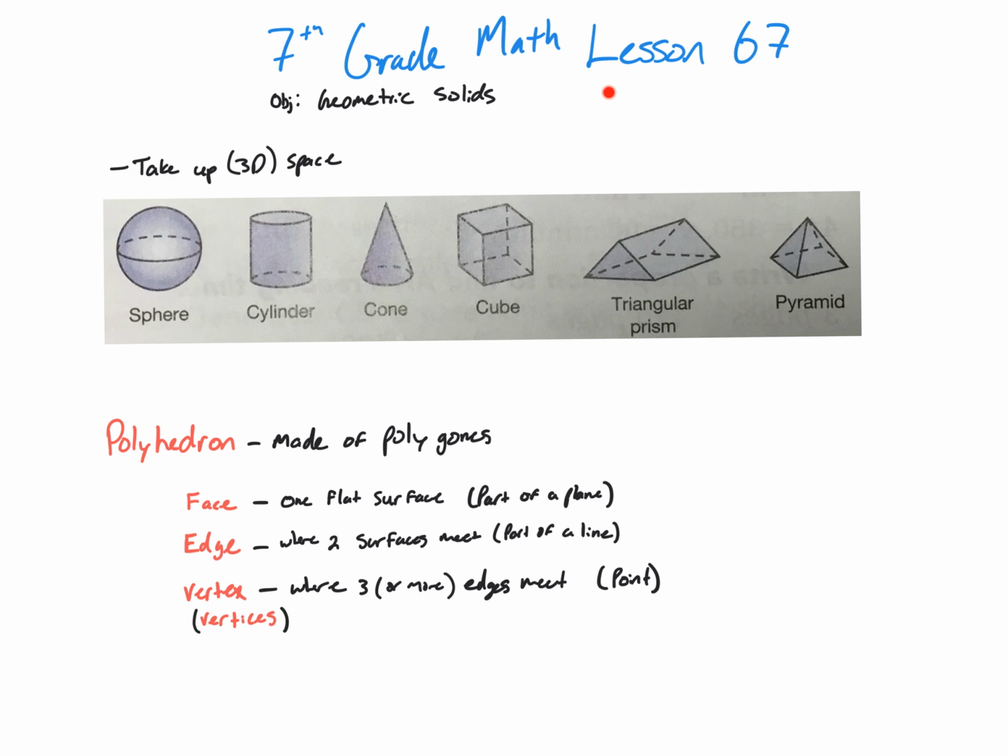This is lesson 67. Our objective is to learn about geometric solids. First of all, the definition of a geometric solid is that it just takes up space. So think about anything in the room, like your chair, the table, a ball, cereal box, whatever it may be. That is a geometric solid. So it just needs to take up three-dimensional space.